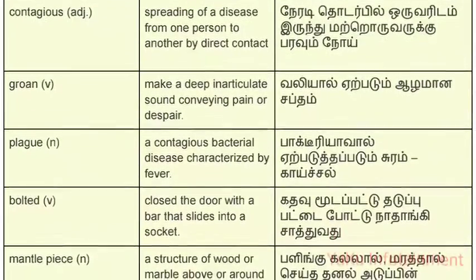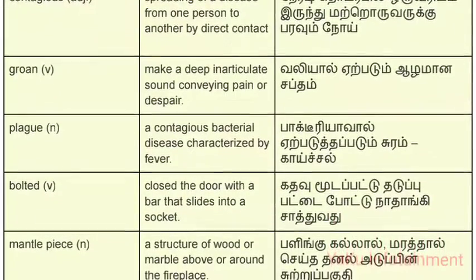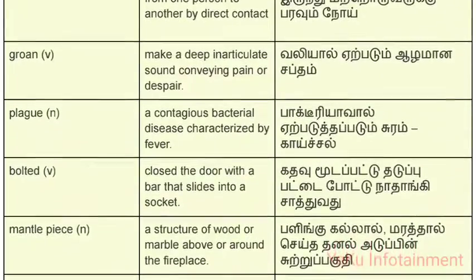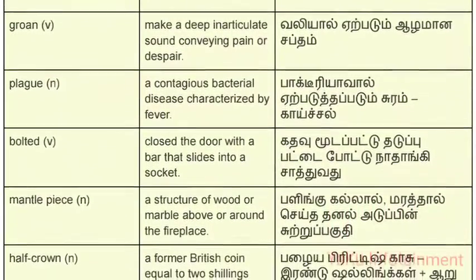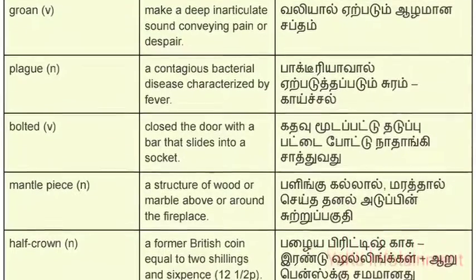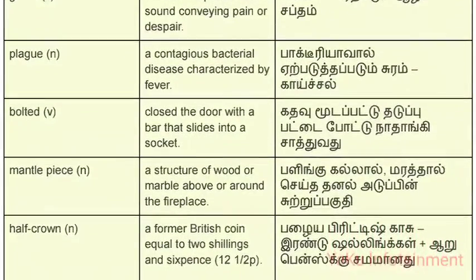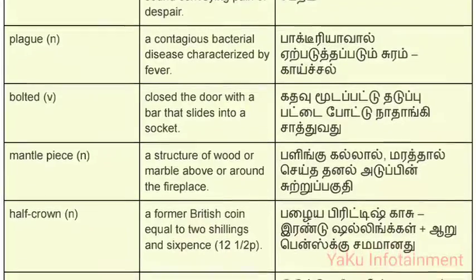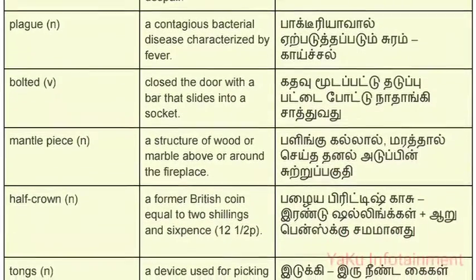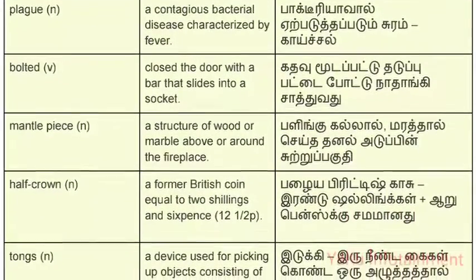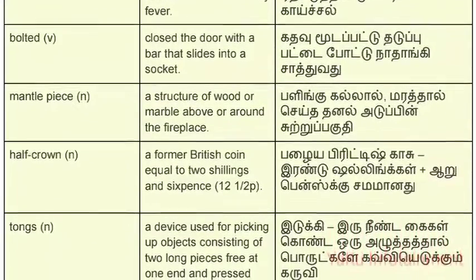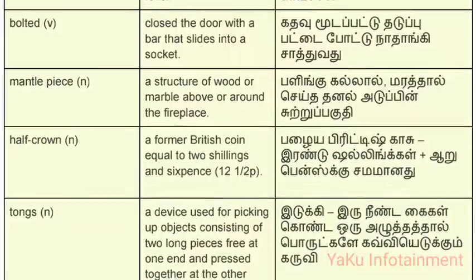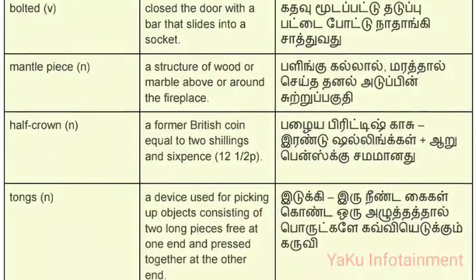Plague: a contagious bacterial disease characterized by fever. Bolted: closed the door with a bar that slides into a socket. Mantelpiece: a structure of wood or marble above or around the fireplace. Half crown: a former British coin equal to 2 shillings and sixpence, 12.5p. Tongs: a device used for picking up objects, consisting of 2 long pieces free at one end and pressed together at the other end.